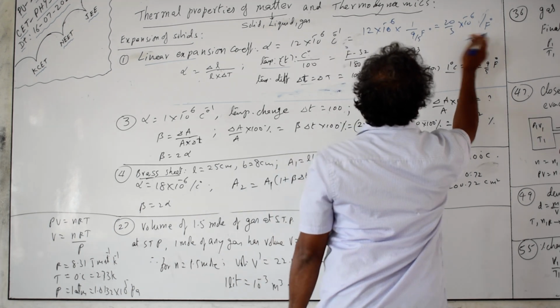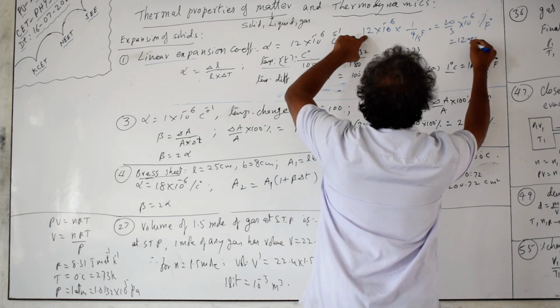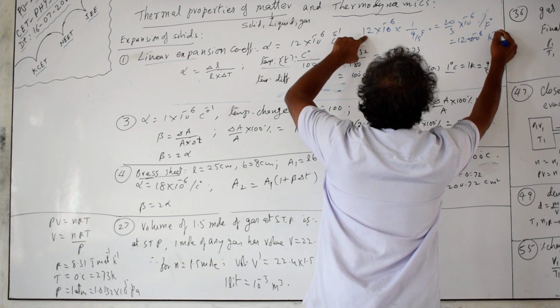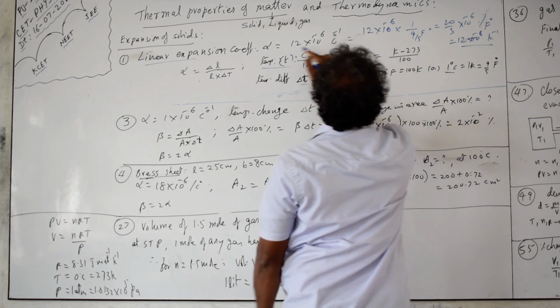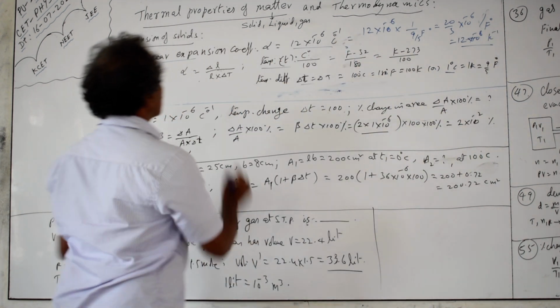But for centigrade and Kelvin it is the same value, 12 into 10 to the power of minus 6 per Kelvin. Kelvin and centigrade are the same if you are taking temperature differences.